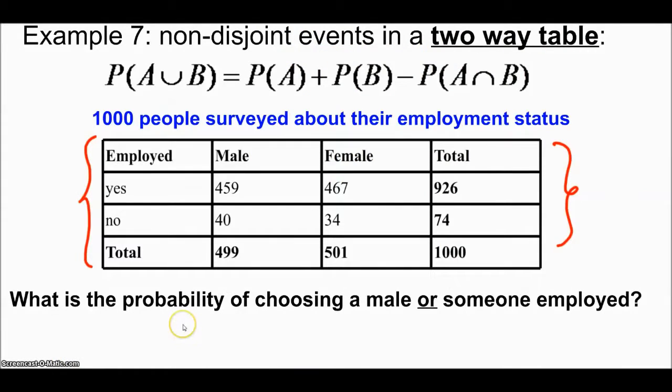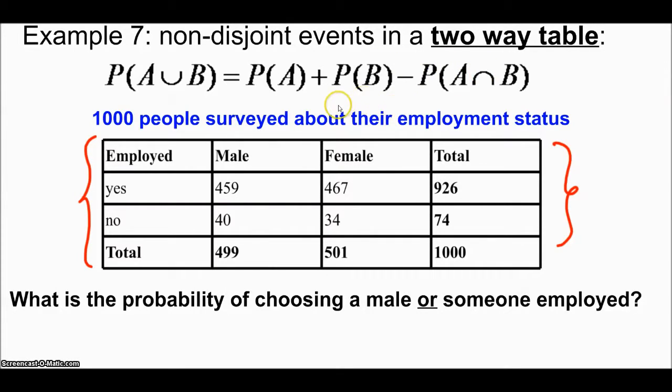Alright, welcome to part 2 of the independent, dependent, and two-way frequency video. What we have here is non-disjointed events, or not mutually exclusive events, in a two-way table. Remember that this is the formula. You would add the probability of A plus the probability of B, and you would subtract their intersection.